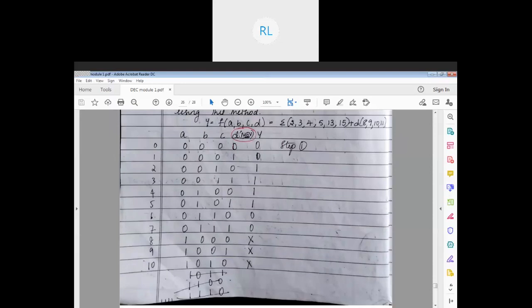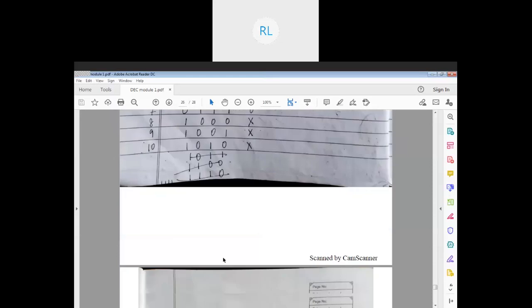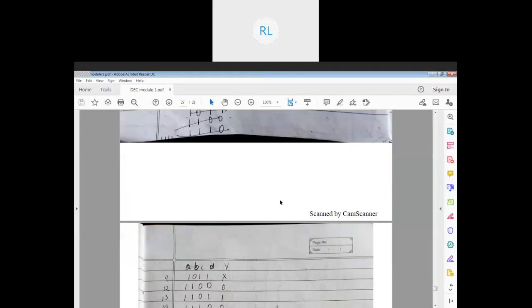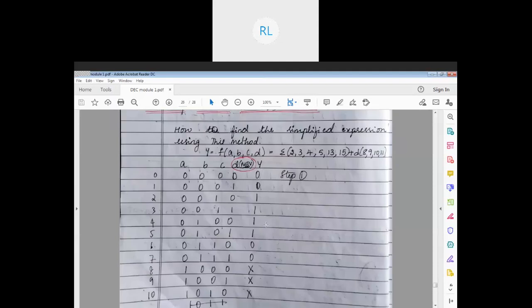Fine. So this is plus d 8, 9, 10, 11. Okay, and we have 2, 3, 4, 5, 13, 15. Now how to write this? Since I have a, b, c, d, which means I have 4 bits, so 0 to 15 I will write: 0, 1, 2, 3, 4, 5, 6, 7, 8, 9, 10, 11, 12, 13, 14, 15. So I will be putting it in this format.